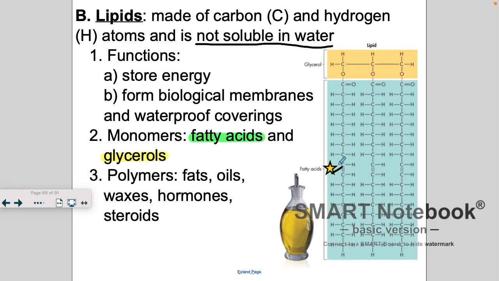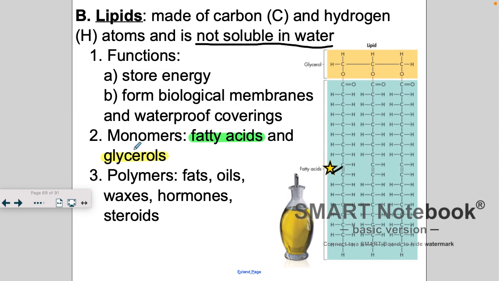Just a fun fact there. When you come across a solid fat at room temperature, it is saturated. We call that saturated because it's holding every single hydrogen it can hold. But if it's liquid at room temperature, then we call it unsaturated, and that's because it's got double bonds in it. But I don't think you really need to know that.